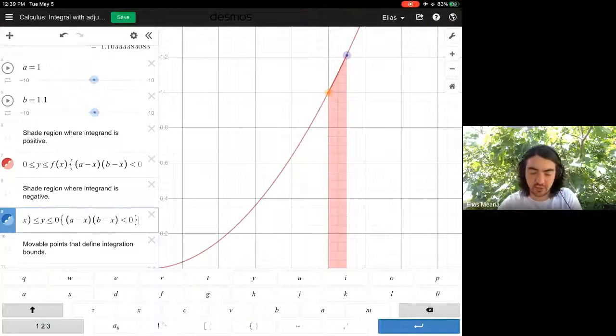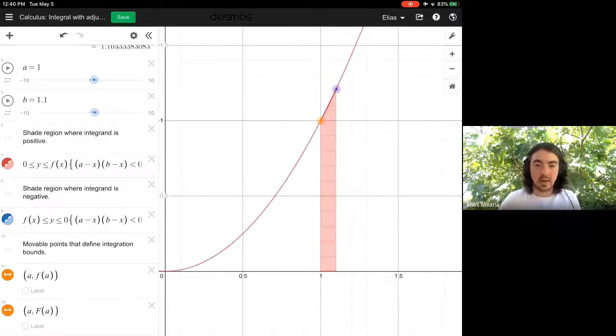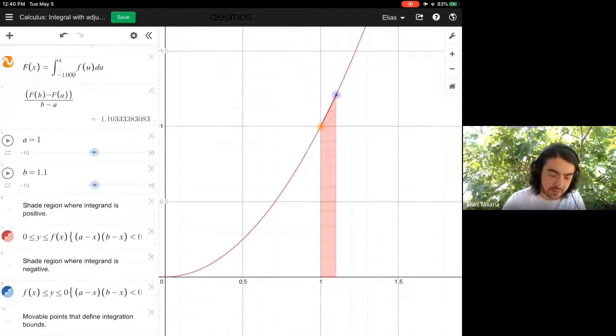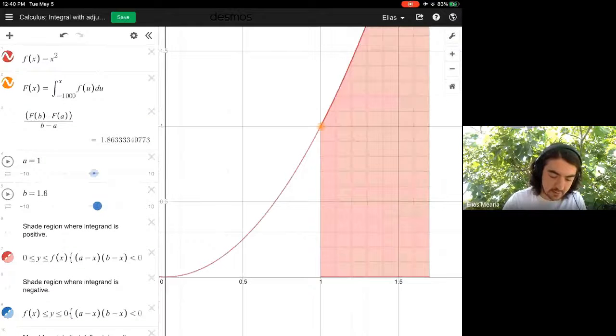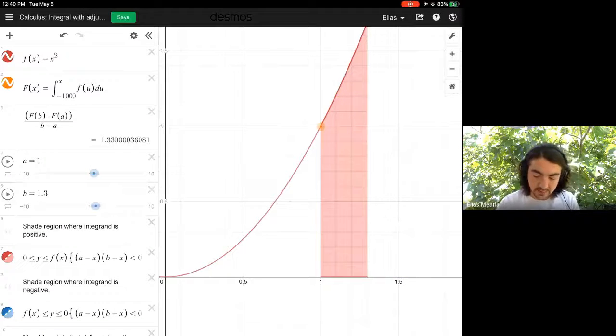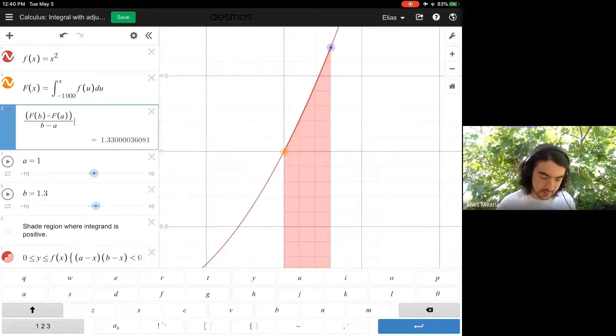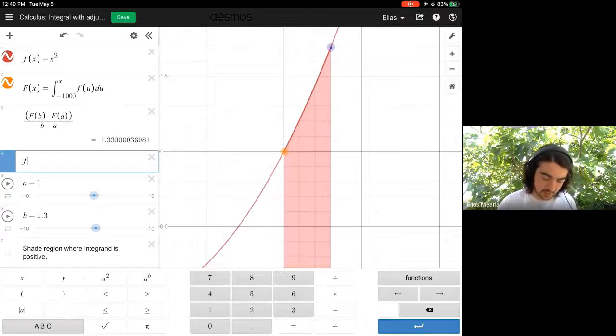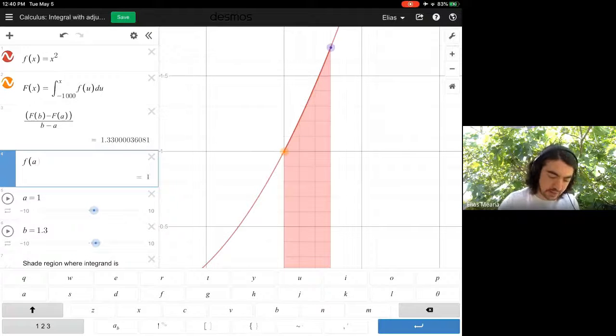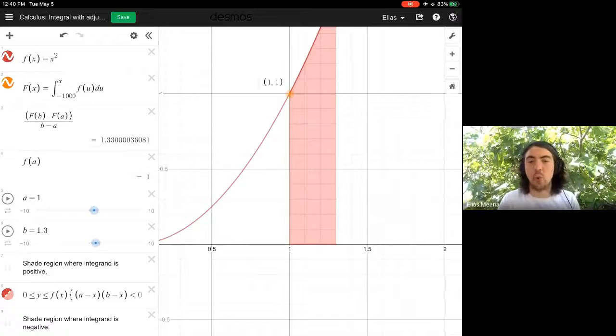So this is just a region under a curve, okay? This is actually x squared, I'm pretty sure. And so if you look at it, let's actually plot our f of a real quick. f of a. So our f of a, which is at this point, that orange point right there, is just the point 1, 1.